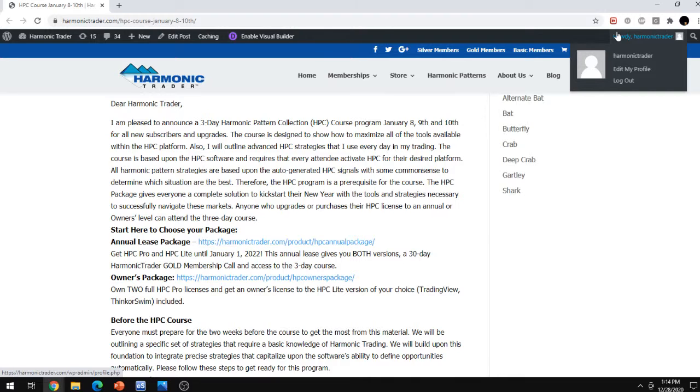Yes, you have an HPC. The scanner is on Ninja, Sierra, MetaTrader, and eSignal.